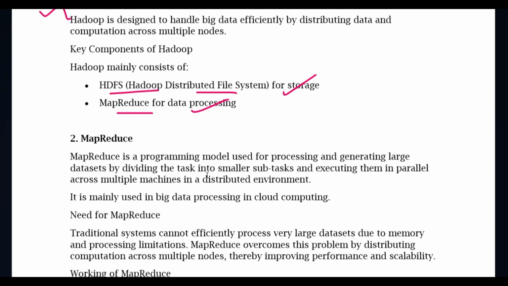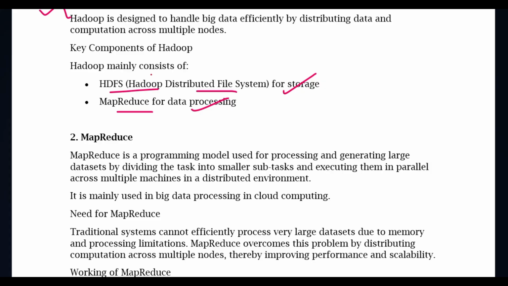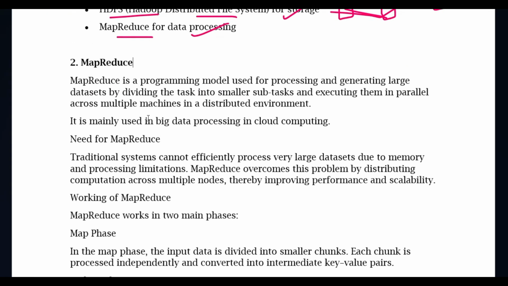What is this MapReduce? HDFS is nothing but a simple distributed system in which we have multiple data storage centers connected over the globe, and from there the data is processed in MapReduce, which is basically for data processing only. So let us understand what we mean by the MapReduce feature. MapReduce is the programming model used for processing and generating large datasets by dividing the task into smaller subtasks and executing them in parallel across multiple machines in a distributed environment.